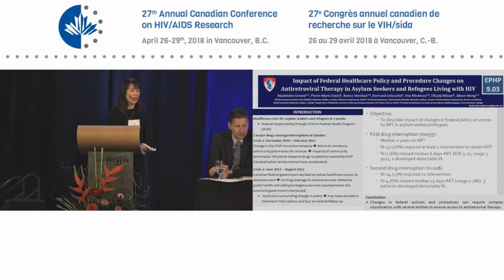So they looked at the impact of changes in federal policy on access to antiretrovirals in asylum seekers and refugees at their clinic over 2 time periods. And not to steal their thunder, but they did note that, due to these outside changes, a lot of additional efforts were needed to secure or continue antiretroviral therapy. There were a number of people who had to miss or who wound up interrupting therapy and in some cases developing a detectable viral load. So I'm going to stop there.